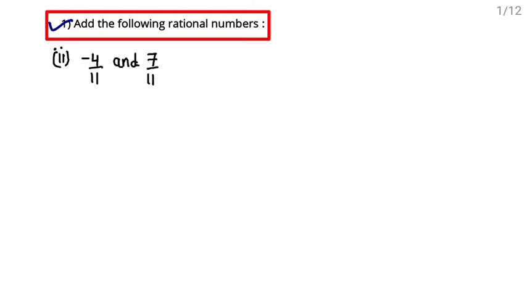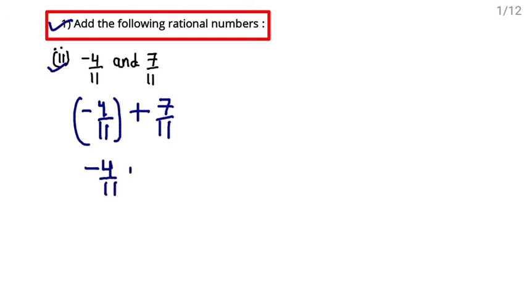Question number 1 is: add the following rational numbers. They have given minus 4 upon 11 and 7 upon 11. Minus 4 upon 11 is with the sign, so I am enclosing it in a bracket and I am adding this with 7 upon 11. Now open the bracket. Minus 4 upon 11 plus 7 upon 11.